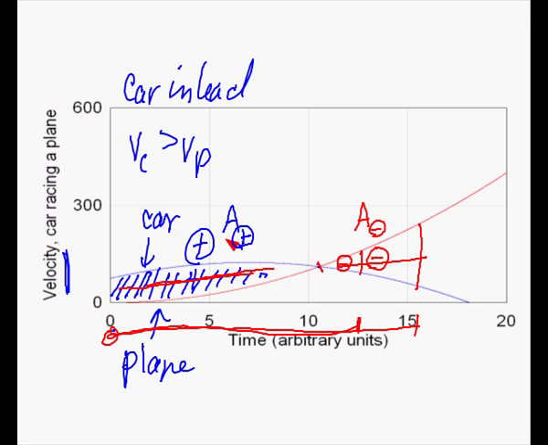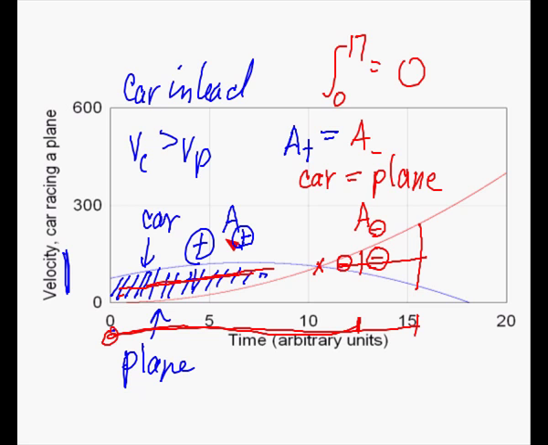So even though the velocities are the same here, the car can still be in the lead until the blue area, which is positive, is equal to the negative red area. So at that point, these two areas cancel each other out, and the car's location is equal to the plane's location. In that case, the integral, I think it's from 0 to about 17, will be 0. So when it's 0, the two vehicles are tied.